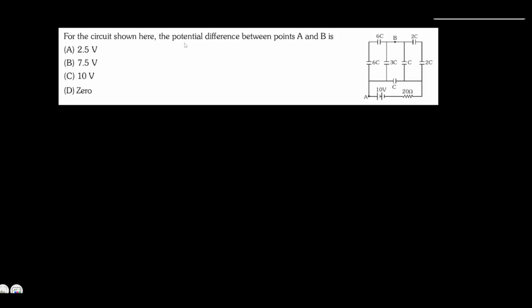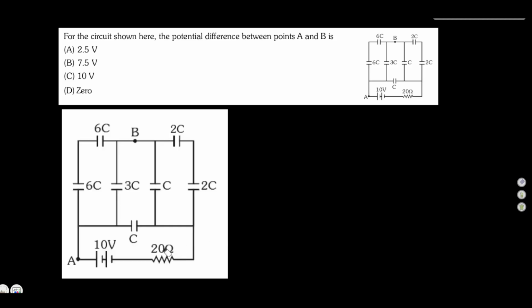For the circuit shown here, we have to calculate the potential difference between point A and B. Now you know that the current flowing through this resistor in infinity, meaning in steady state, will be how much? 0, because once the capacitor gets fully charged, no charge will further flow, so I will be 0 here.